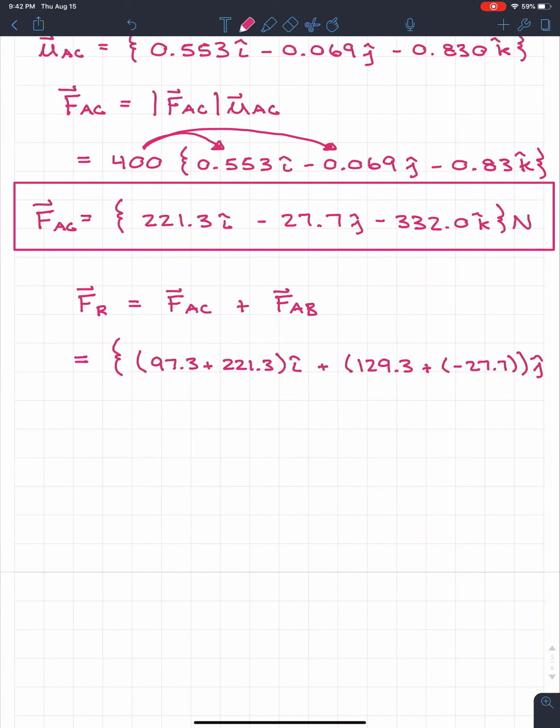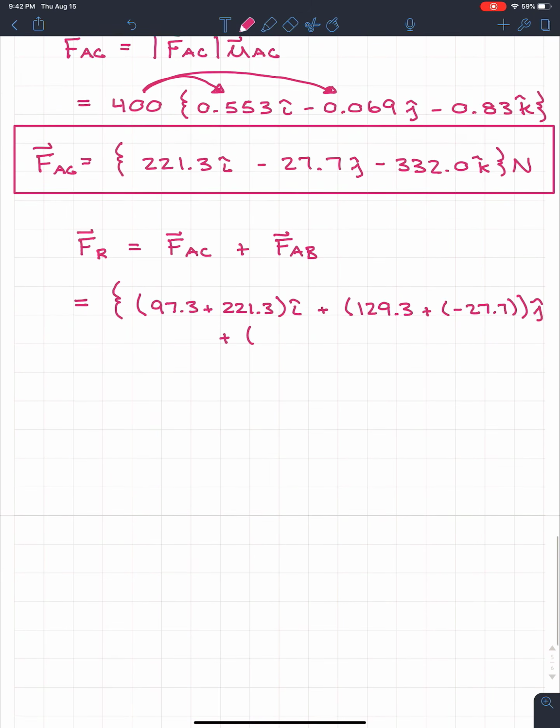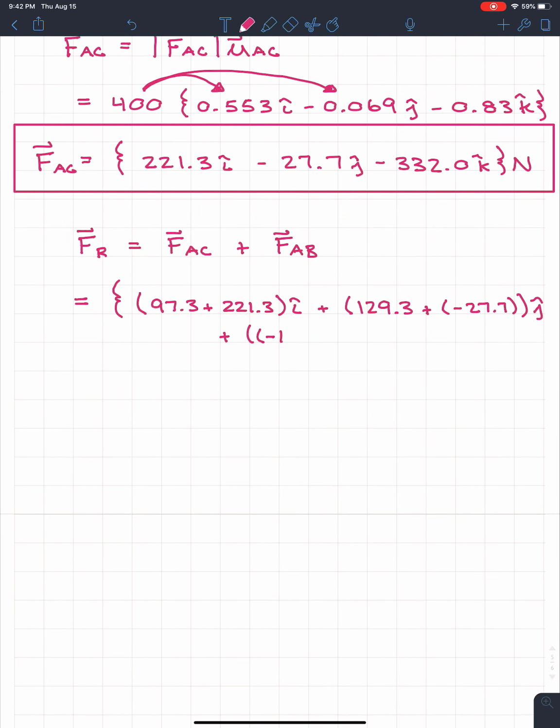And we're going to finish it off here with the K direction, so plus, and we'll go to the top, negative 190.5, so I'm going to go in brackets, negative 190.5, and then subtract the J from this side, which is negative 332.0, and this right there is in the K direction. So then we can end the bracket, and of course it's going to have a value of newtons. And once you do all the math in there, you'll find out that this vector is equal to the following.